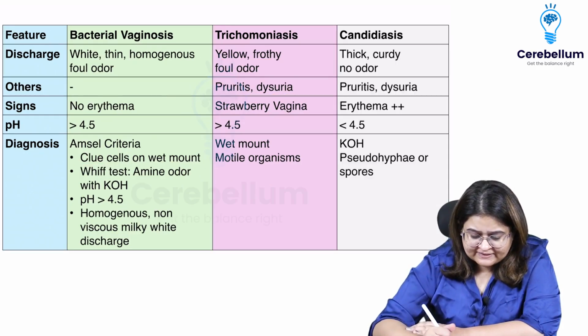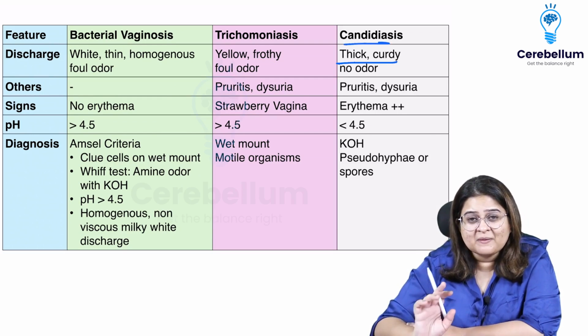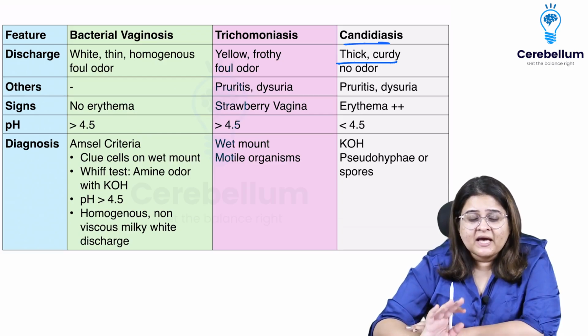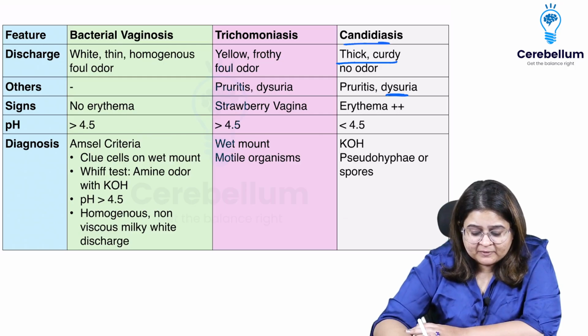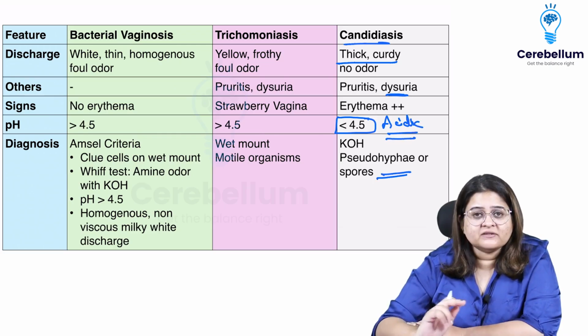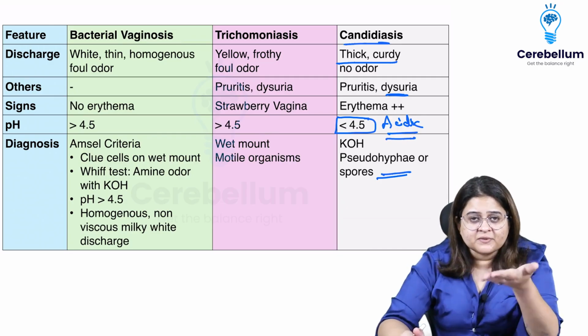And the third is candidiasis. Candidiasis, we all know, is thick, curdy, with no foul smell, but she will be troubled with itching. When you examine her, the vagina will be very, very red. The pH here is going to be acidic. And when you see the smear, you find the pseudohyphae or the spores on the smear.